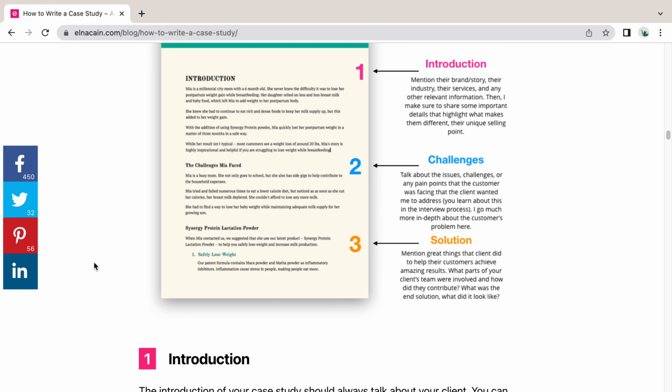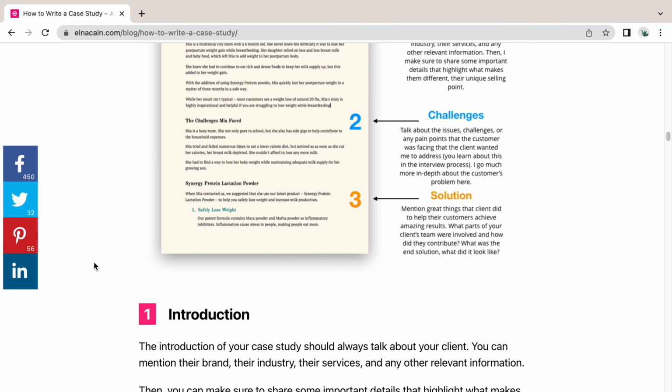So if we look up here, the challenges here, Mia is a busy mom. She not only goes to school, but she also has side gigs to help contribute to the household expenses. Mia tried and failed numerous times to follow a lower calorie diet, but noticed as soon as she cut her calories, her breast milk depleted. She couldn't afford to lose any more milk. She had to find a way to lose her baby weight while maintaining adequate milk supply for her growing son.